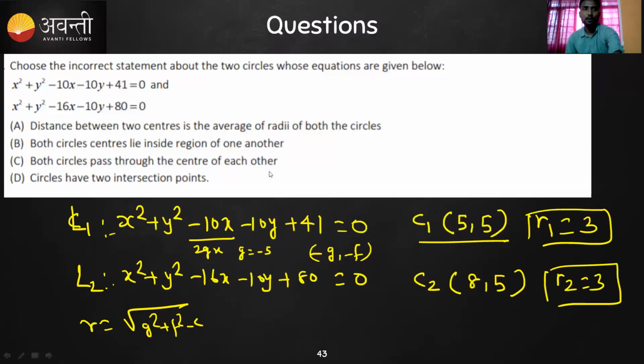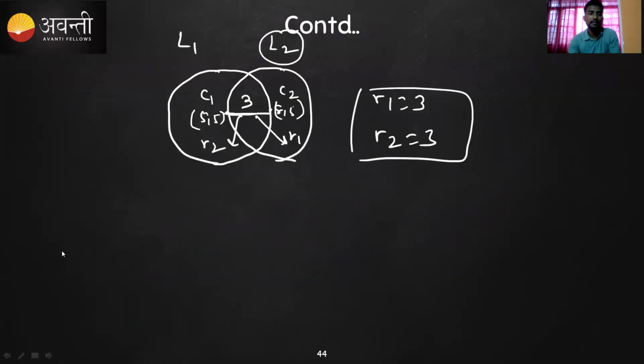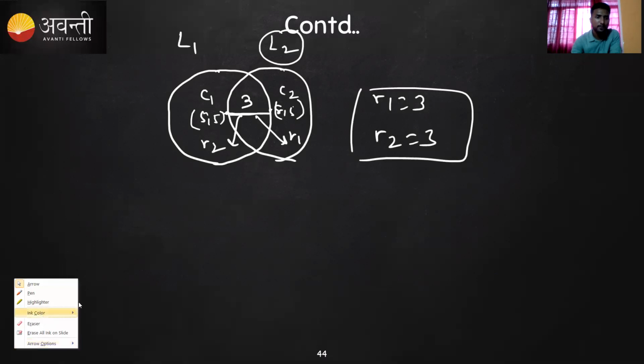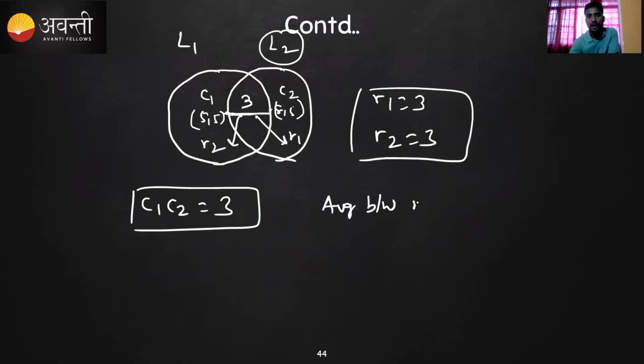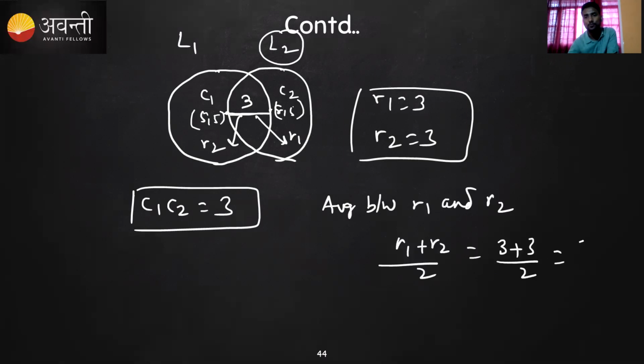So you can see what is the option. The distance between two centers is the average of the radii of both the circles. So what is basically C1C2? Here you can see, C1C2 is 3. So it is the distance between the two centers, nothing but 3. It is the average of R1 and R2, R1 plus R2 divided by 2. It means 3 plus 3 divided by 2, that is 6 by 2, basically 3. So yeah, the first is the right answer.